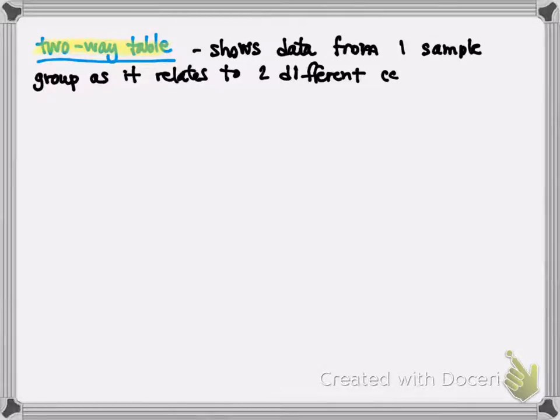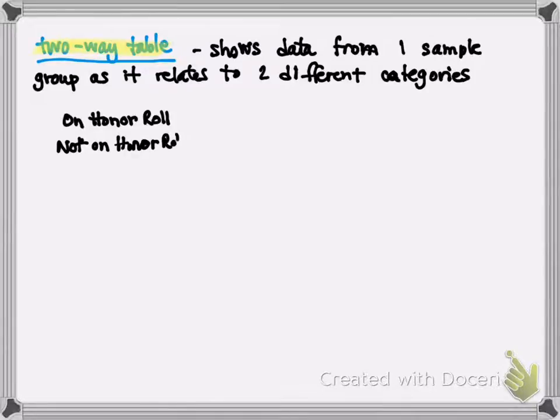So to each question that's asked, there's a yes or a no answer. So in our table, we need to account for that. So we're going to take each of our categories, and one's going to go vertically, one's going to go horizontally. So we're going to say on honor roll, not on honor roll. And then we're going to have a total.